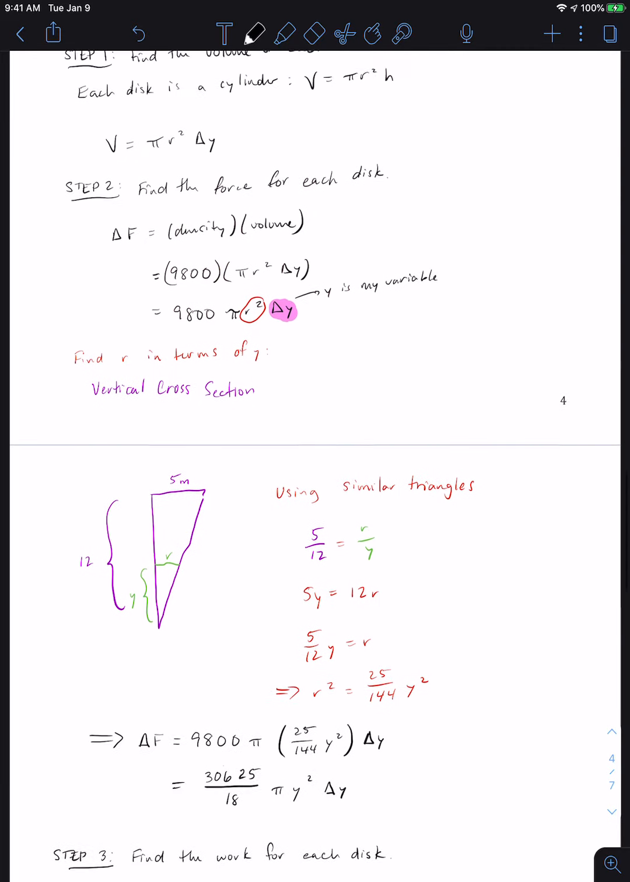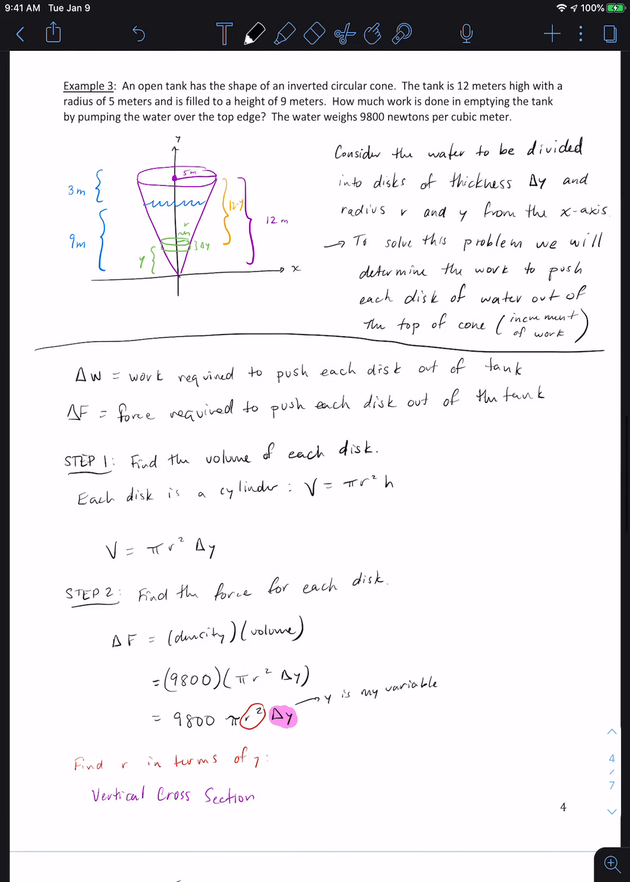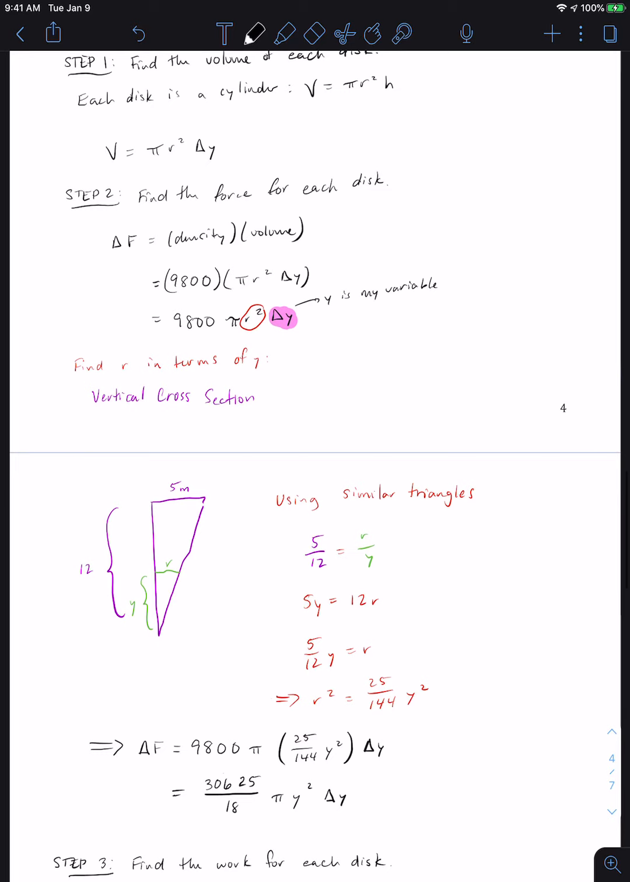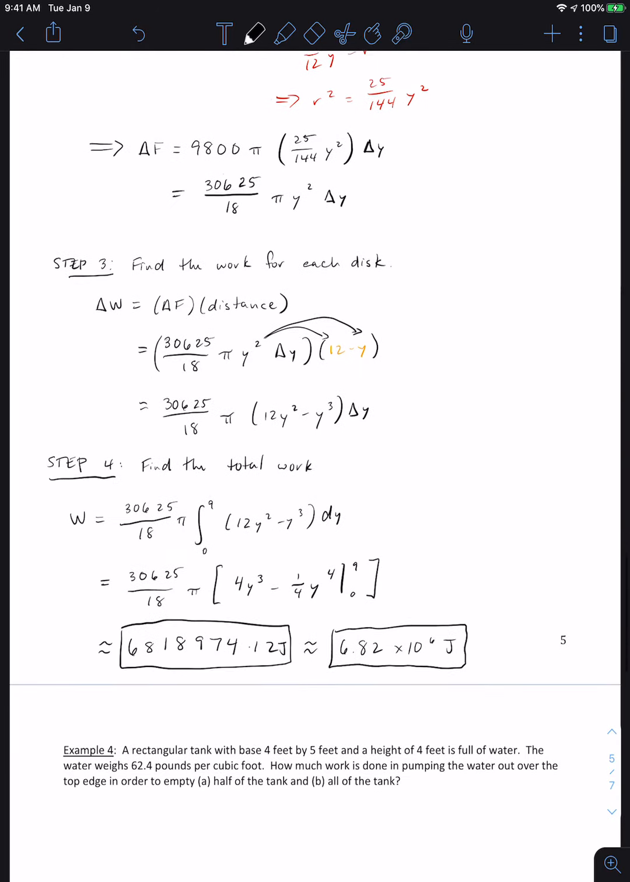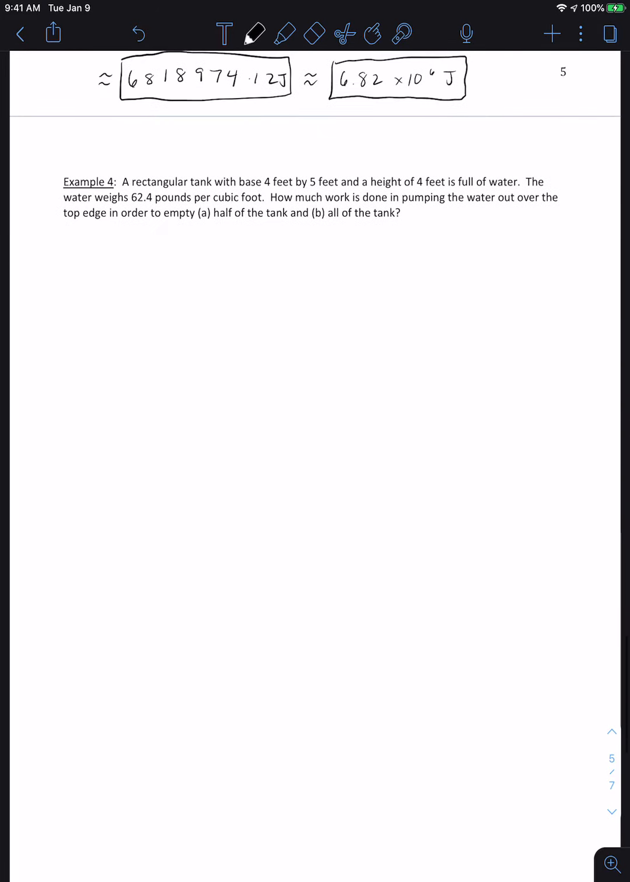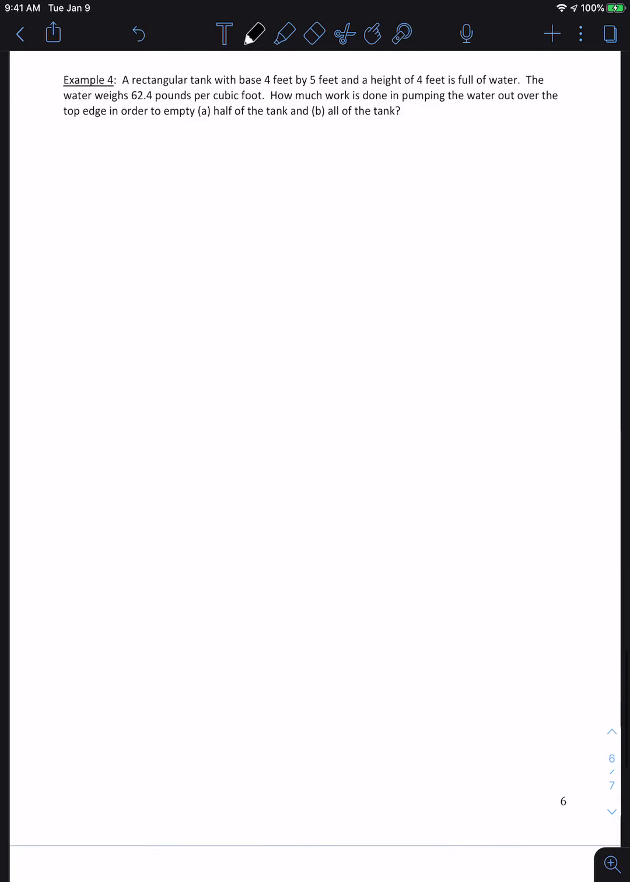So the way these problems work when I'm dealing with fluids, just to rehash here, I'm going to find my volume first of each one of those little cross sections, those discs. Then I'll find the force for each one of those discs. Then I'll find the work for each one of those discs, and then I can integrate. So it's a long problem. So let's look at one more here. This one's actually a little bit easier.